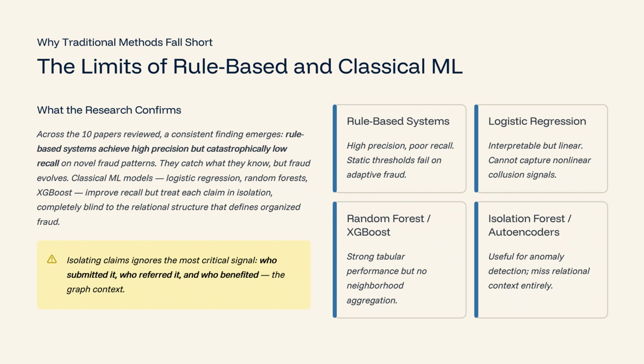Isolating claims ignores the most critical signal in the entire data set. The graph context is the fraud signal. The architecture choices we are about to discuss exist because of this exact limitation.